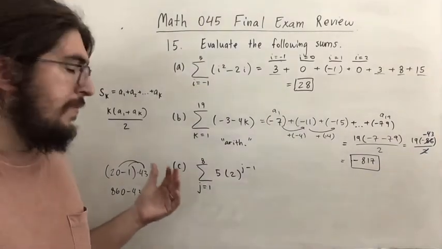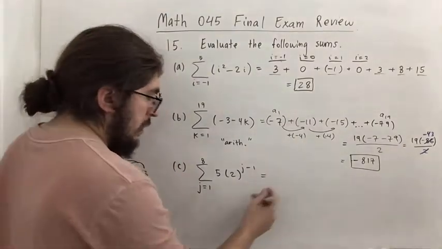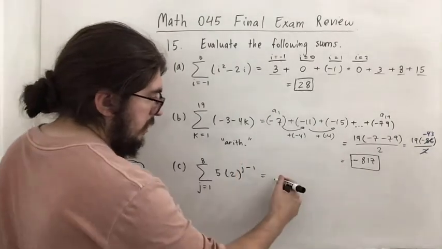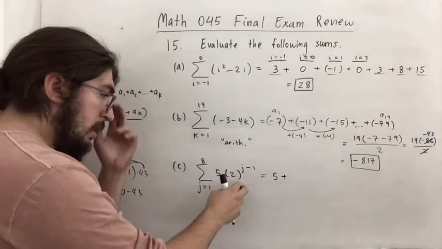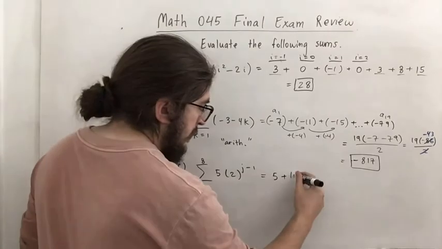Now C, well, it's geometric. So let's write out the terms and see what happens. So when you plug in j equals 1, 1 minus 1 is 0, 2 to the 0 is 1, so you just get 5. Plus, when j is 2, 2 minus 1 is 1, 2 to the 1 is 2, 2 times 5 is 10.